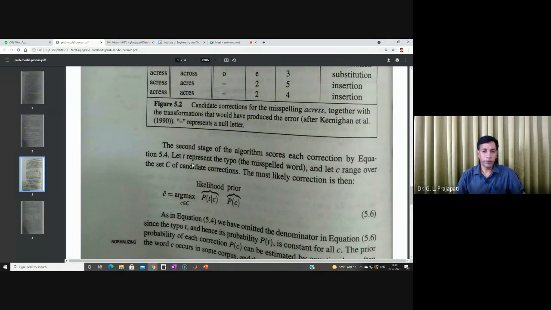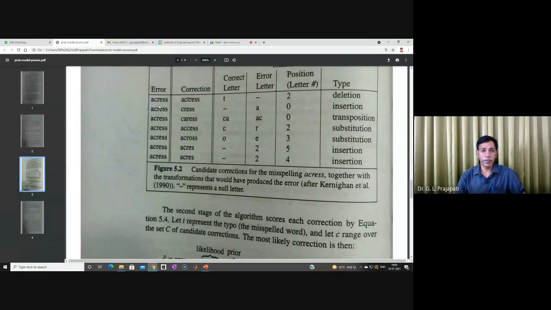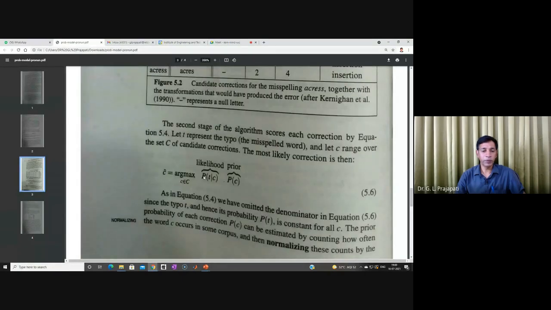So T represents the typo, the misspelled word, and C is the candidate for the correction. Like ACRE double S, this is one of the misspelled words, and C is the correction. So if you are given the correction, what is the probability that this is the misspelled word, given that the possible candidate word is this? So you can determine this.